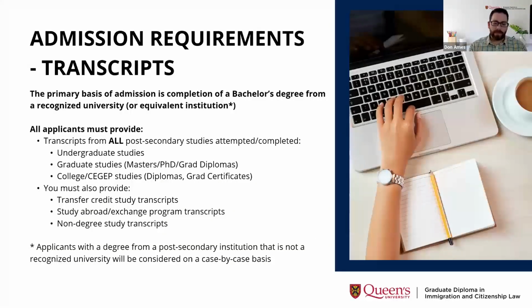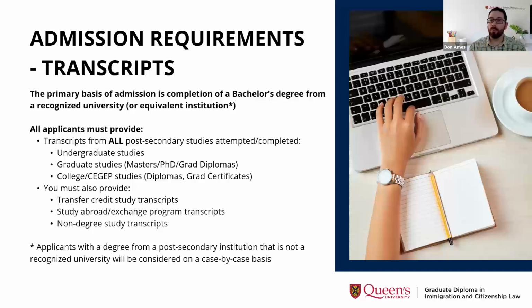So the number one admission criteria for our program, because we are a graduate level program at the university level, is the completion of a bachelor's degree from a recognized university or equivalent institution. So that means that you've studied at the undergraduate level at a university or equivalent institution, and you've completed a bachelor's degree and you've received a B average. So that could come in many different forms.